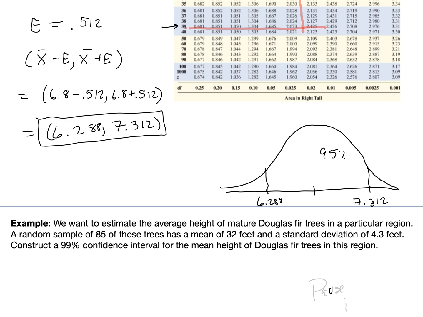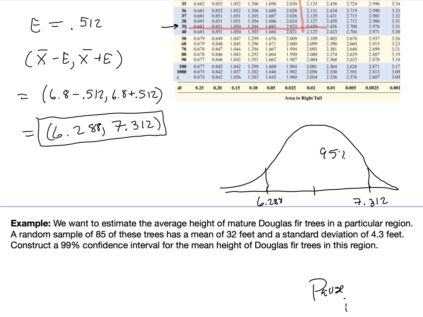Here's another example to try. We want to estimate the average height of Douglas fir trees in a particular region. A random sample of 85 of these trees has a mean of 32 feet and a standard deviation of 4.3 feet. Construct a 99% confidence interval for the mean height of these trees in this region. So I'd encourage you to pause and try this out.